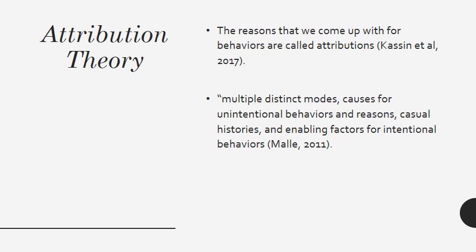This early research of attributions wanted to focus on the cause and effect of behaviors. However, these concepts cannot be understood so simply. The folk conceptual theory of behavior explanation says that we must take into account multiple distinct modes: causes for unintentional behaviors, and reasons, causal histories, and enabling factors for intentional behaviors. Although there is much research being conducted on why people behave in certain ways, it's clear that we still have a long way to go to fully understanding the causality of behavior.